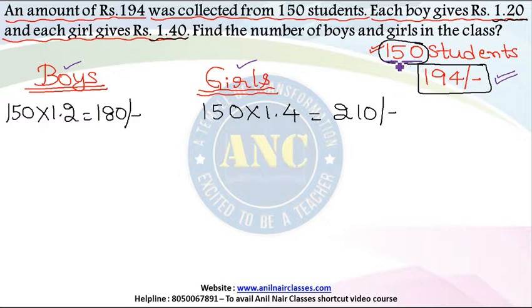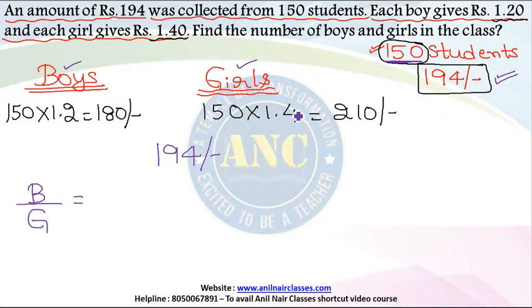Now see here, because the money collected is not 180, all the students are not boys. Because the money collected is not 210, all the students are not girls. The total money collected is not 180, not 210, but actually it is 194, which is nothing but my average value or the resultant value. If I allocate, I will get the boy by girl ratio.